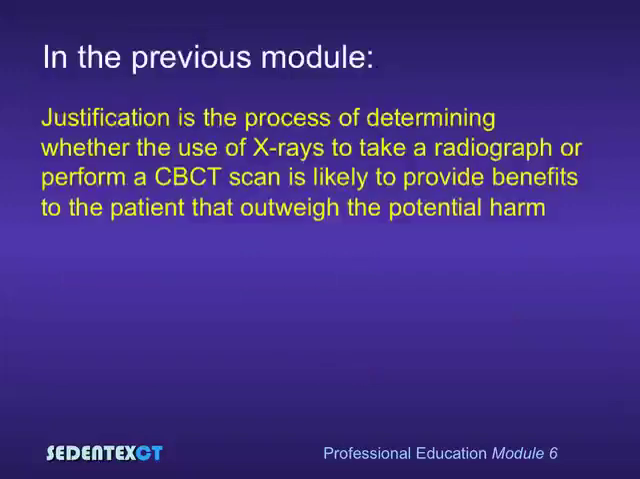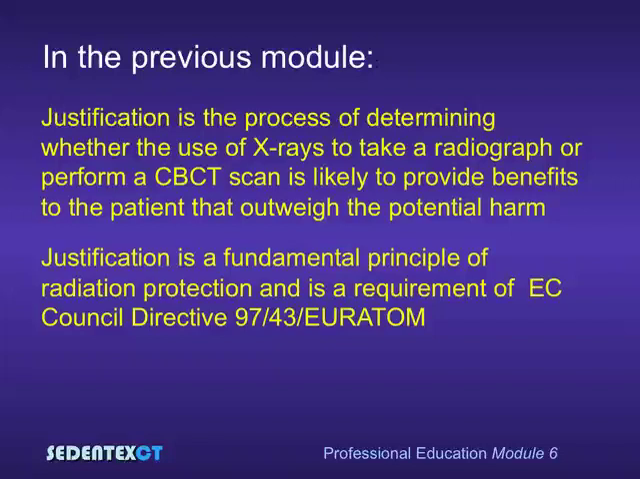In the previous module, we showed that justification was the process of determining whether the use of X-rays to take a radiograph or to perform a cone beam CT scan is likely to provide benefits to the patient which outweigh the potential harm. Justification is a fundamental principle of radiation protection and is, of course, a requirement of the European Commission Council Directive.